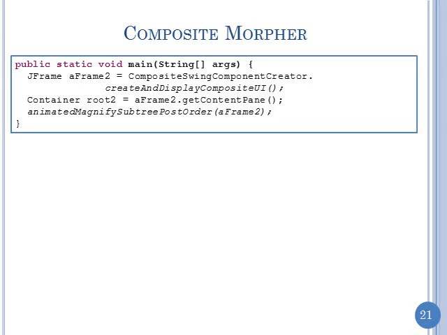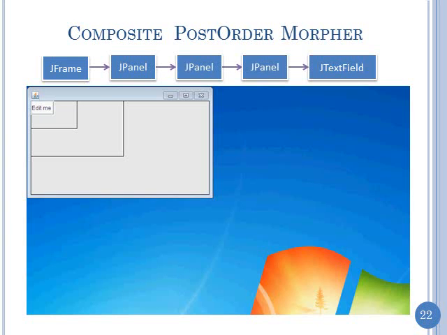Now what if I want to do a post-order traversal? Which means I visit the root at the end, and in general, I visit the parent after visiting the children. So we want a different order, and this is going to be my order. First the text field, then the panel, then the panel, then the panel, then the frame. Let's see whether I can play this now.